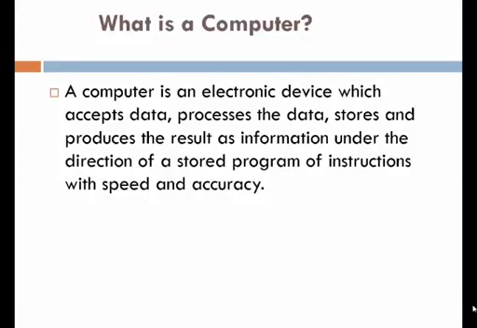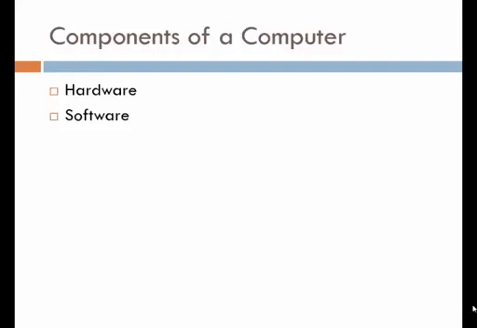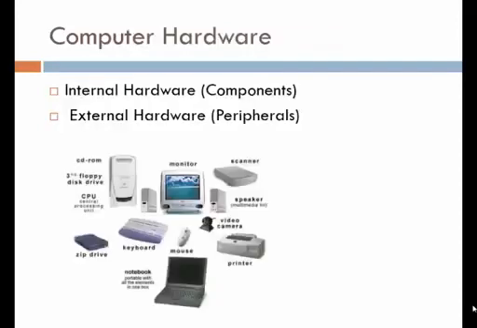Now let's continue. Components of a computer. We have two major components of a computer: hardware and software. Let's look at what hardware is. When you come to the hardware, we have internal hardware and we have external hardware.